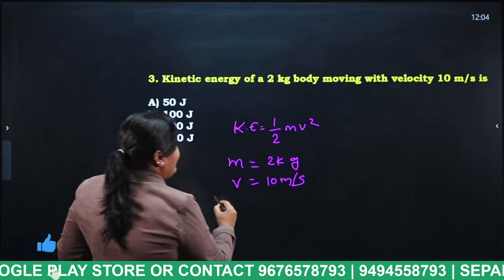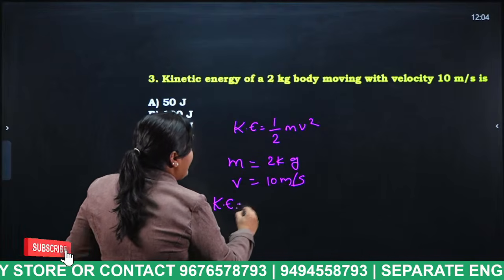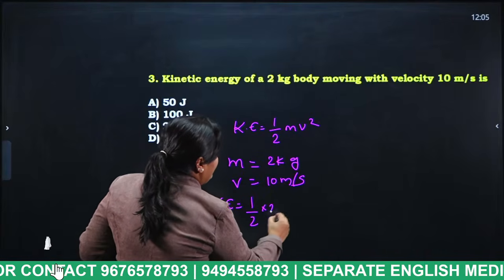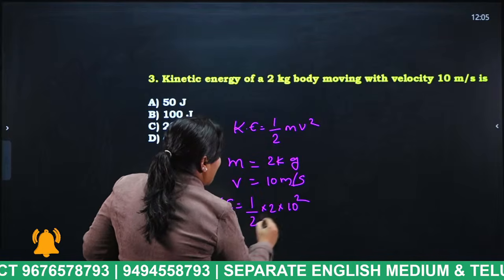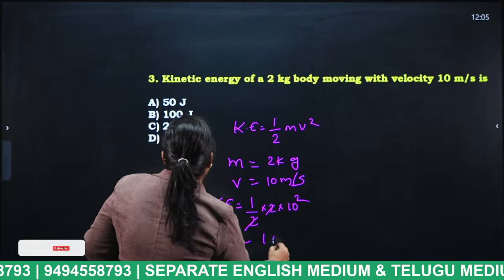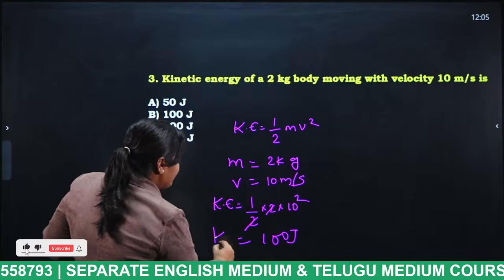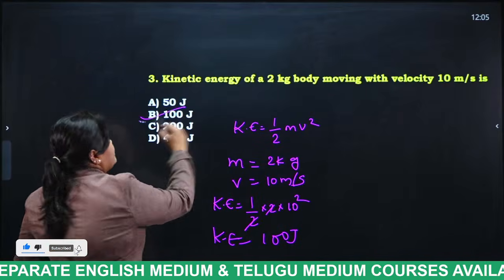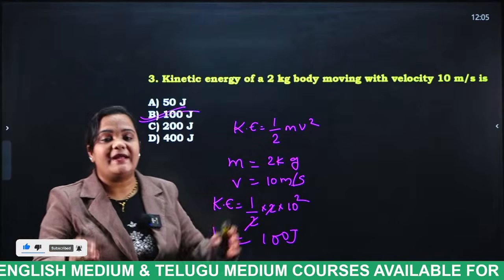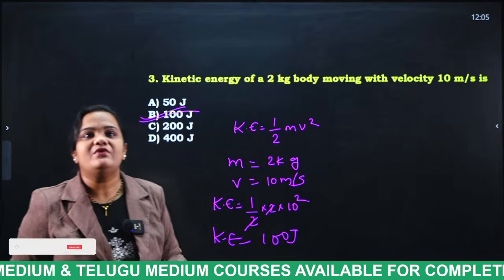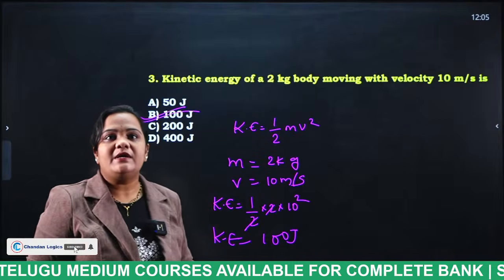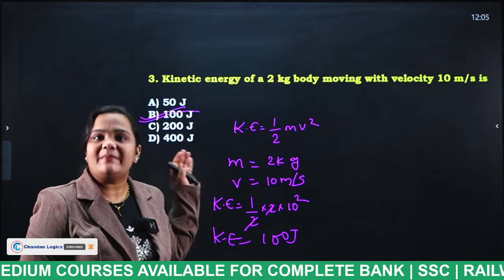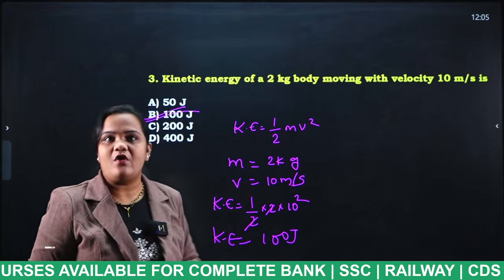Okay, so finally what is the kinetic energy here? Half into 2 into 10 square. So what is the answer, students? 100 joules. So kinetic energy is equal to 100 joules. Energy, what are the units of energy? Joules. Clear, all of you? Very good, students, very good. The basic things, everybody must know these basic formulas.